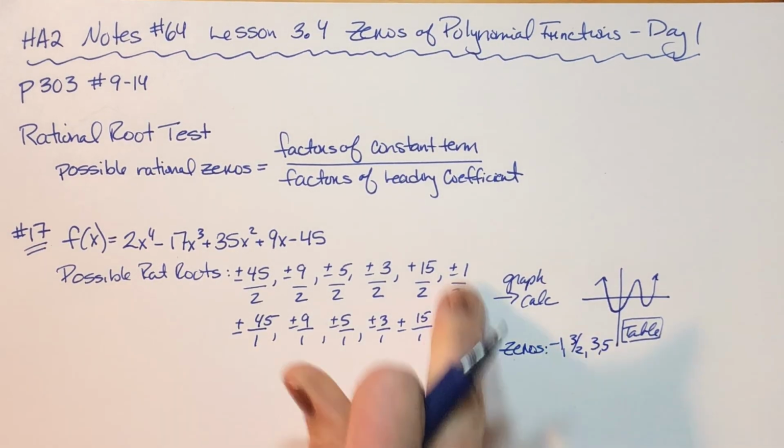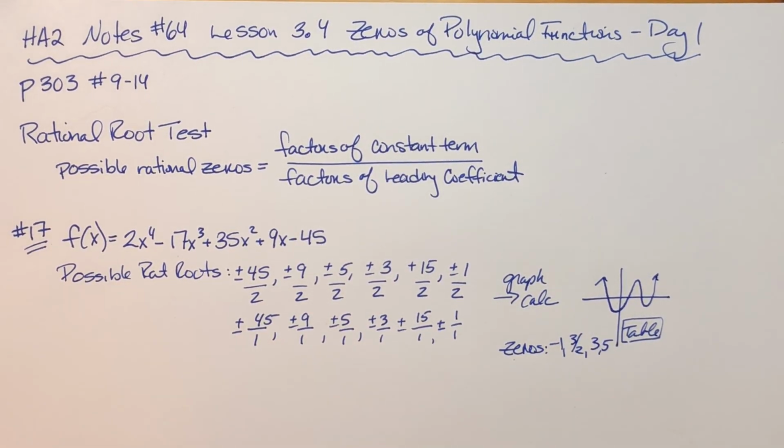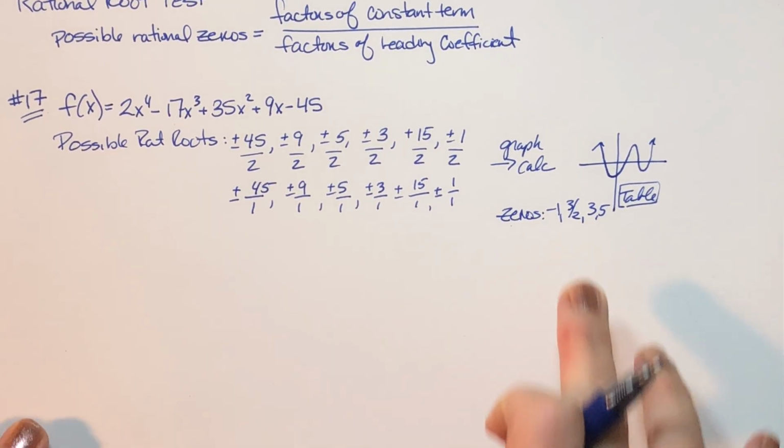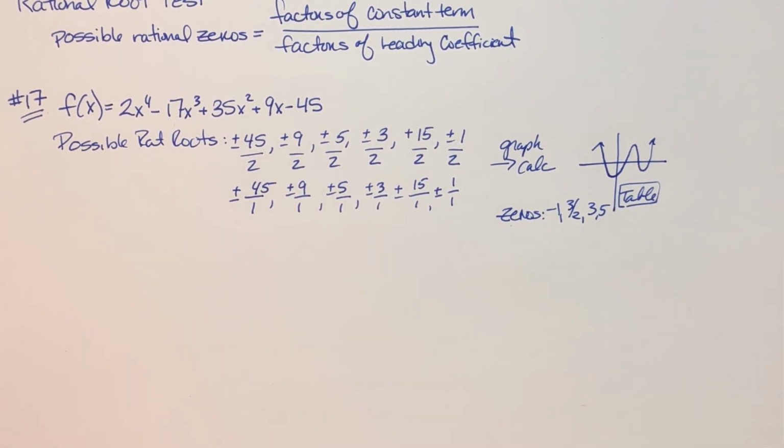And so are those in our list? Yes, yes they are. And if I did long division with those zeros, I would have a remainder of 0, okay? Let's try another one. This time I'm going to introduce some imaginary numbers into our problem.